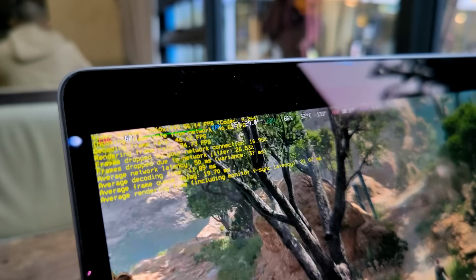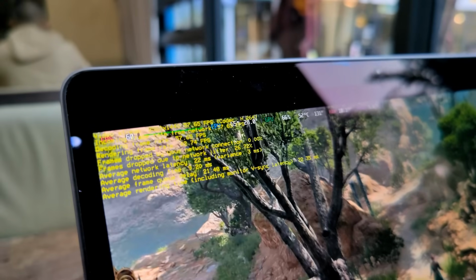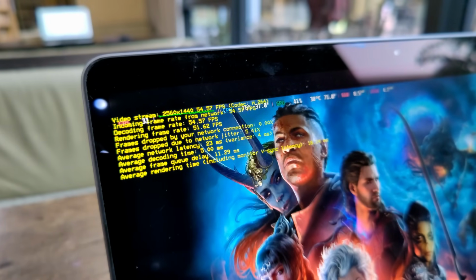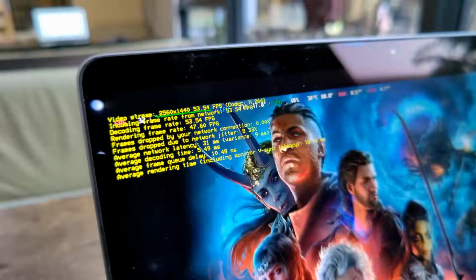I also tried game streaming with Moonlight and was pleasantly surprised. Due to the lack of hardware video decoding, I expected high latency, but as you can see, aside from the unavoidable internet delay, the decoding time is only around 10 milliseconds.